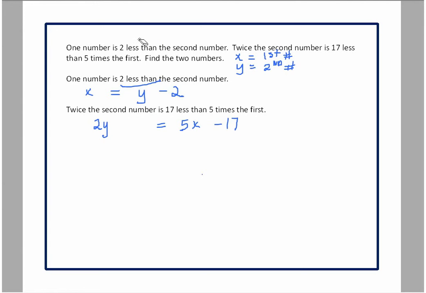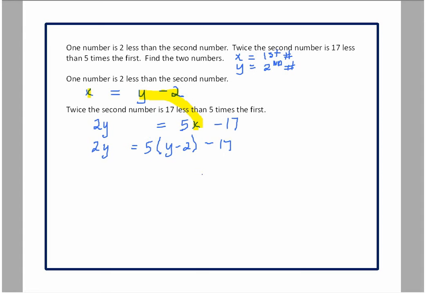Now, the next step is since we have our two equations, we're going to use the substitution method. In the first equation, x equals y minus 2. So we're going to substitute in the second equation for x this y minus 2. And you'll need to use parentheses. So we have 2y equals 5, and instead of x, we're going to substitute y minus 2. And then we have minus 17.